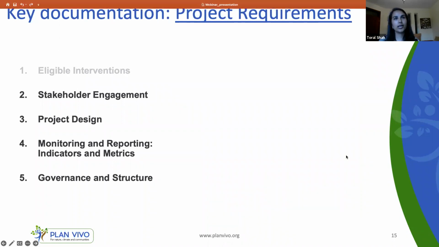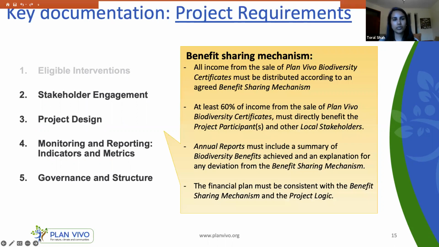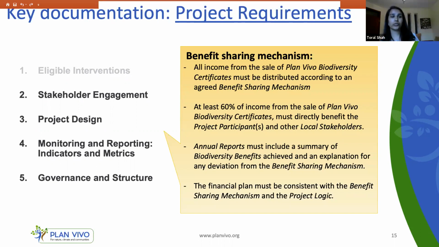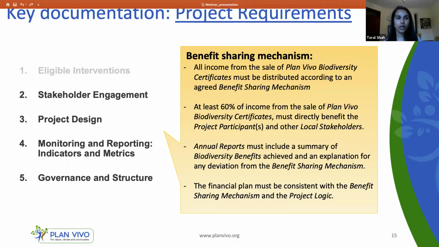Another key area I wanted to highlight is the benefit sharing mechanism. Keith has already touched on this a little bit, but again, to emphasize, this is a core Plan Vivo value that we want to see in all our projects. It's outlined in the 4 main sections in bold there. What we want to see is that all the income from the sale of Plan Vivo biodiversity certificates must be distributed according to an agreed benefit sharing mechanism. With those benefits, at least 60% of that income must be directly going to the project participants and other local stakeholders. We want to have annual reports that include a summary of the biodiversity benefits achieved and also an explanation if there was any deviation from the benefit sharing mechanism, with the financial plan consistent with that mechanism and the overall project logic.